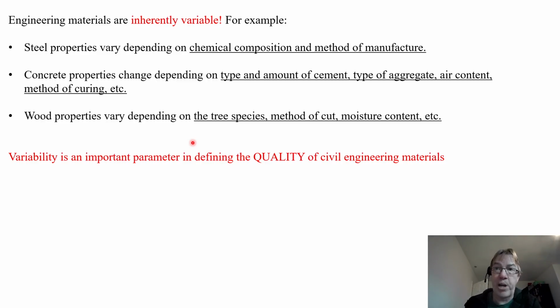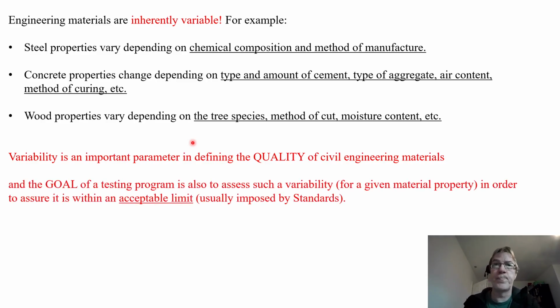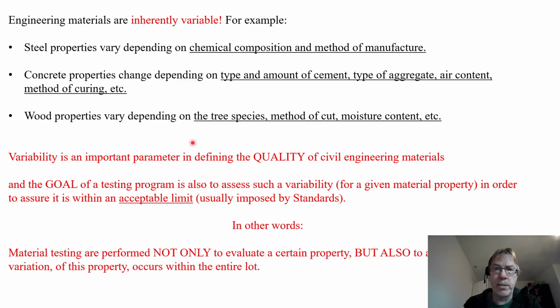Variability is an important parameter in defining the quality of civil engineering materials. The goal of this test program is also to assess such variability for a given material property in order to ensure it is within acceptable limits, usually proposed by a standard. In other words, material testings are performed not only to evaluate certain properties, but also to assess how much variation of this property occurs within the entire batch of material.